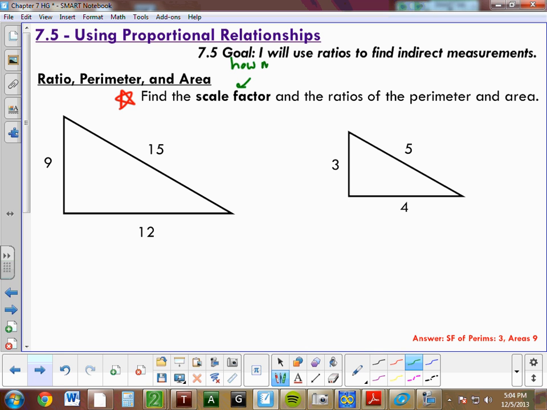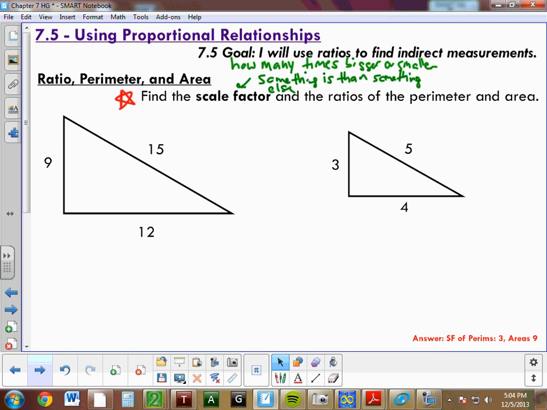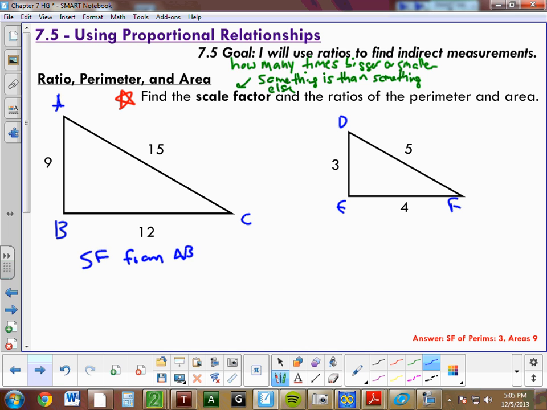So it's how many times bigger or smaller something is than something else. So when I find a scale factor, here, let's label these. So if I was going to do the scale factor from A, B, C to D, E, F, that literally means if I wanted to go from a figure this size, the size of A, B, C, and go down to something smaller, what would I multiply it by?